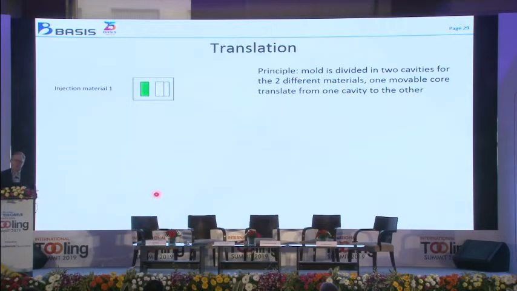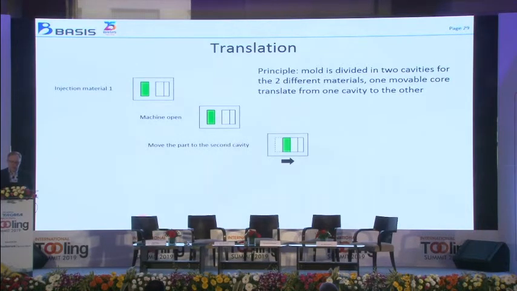Translation. The principle, the mold is divided into cavities for two different materials. One movable core translates from one cavity to the other. Injection of material 1, machine open. The core translates to the position for the second cavity. Machine close, injection of the second material.